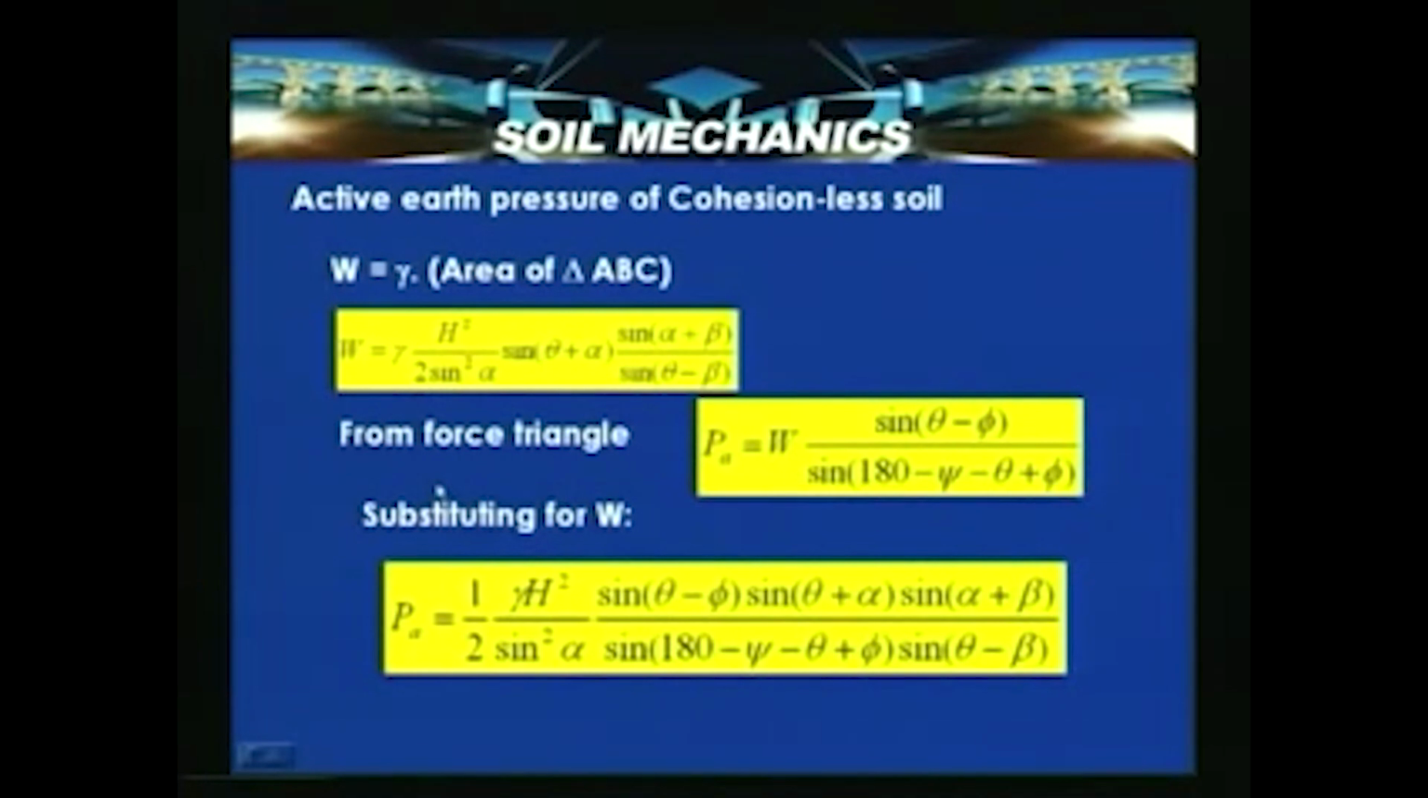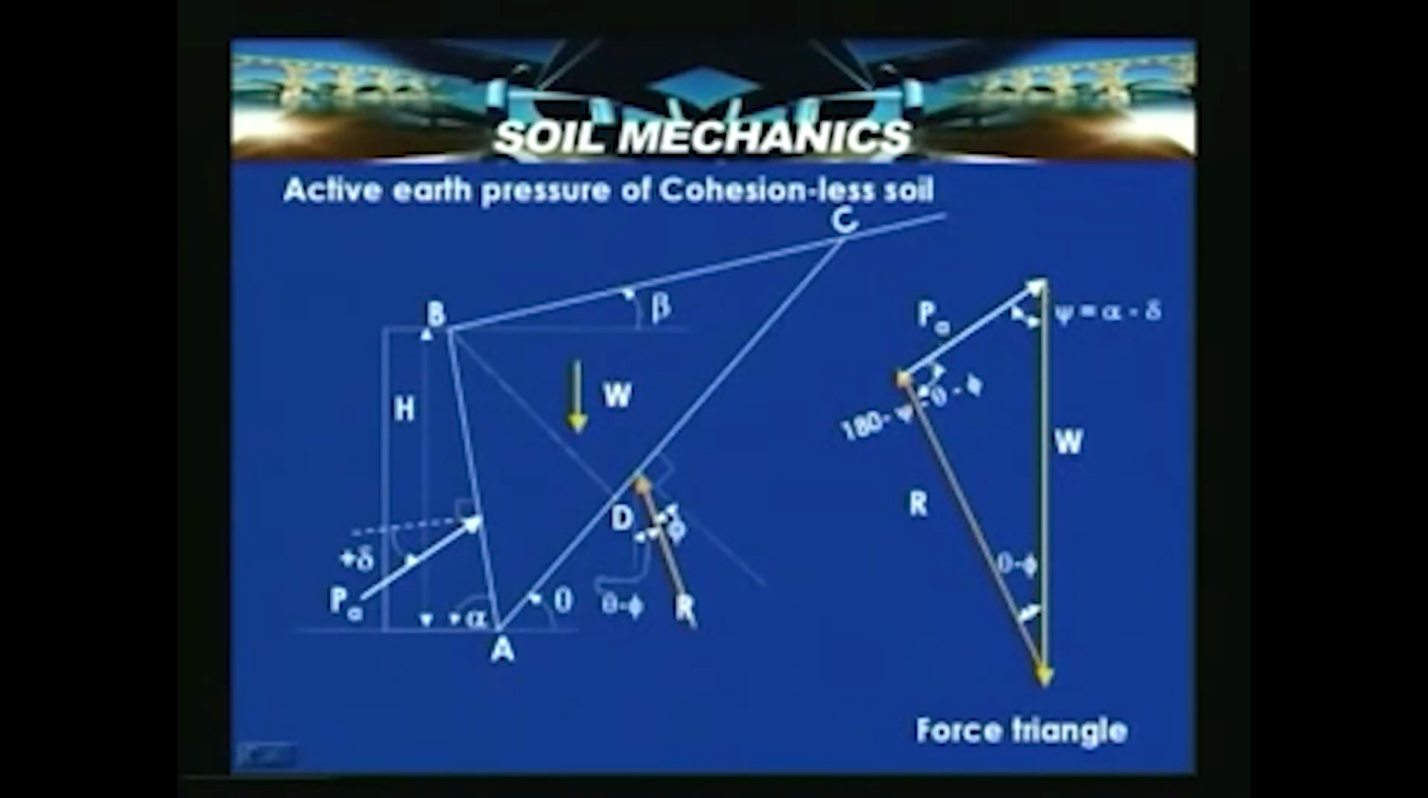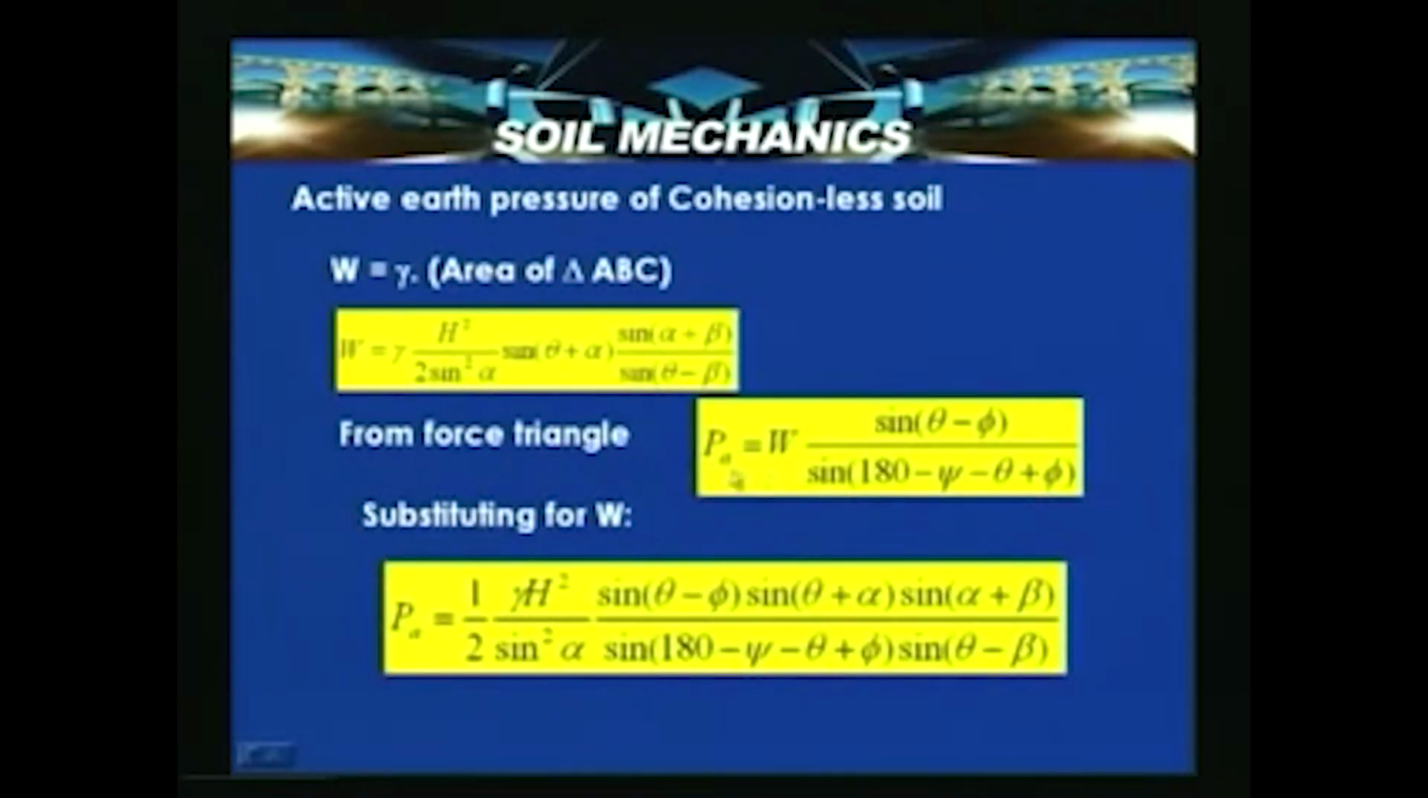Now, from the force triangle shown in the previous slide, Pa is the active thrust, this angle is psi equal to alpha minus delta, and this is W, the weight of this wedge. R is the soil resistance along the failure surface, and Pa is the active thrust exerted by the wall onto the block. So, from this force triangle, we can write Pa is equal to W into sine theta minus phi divided by sine of 180 minus psi minus theta plus phi.